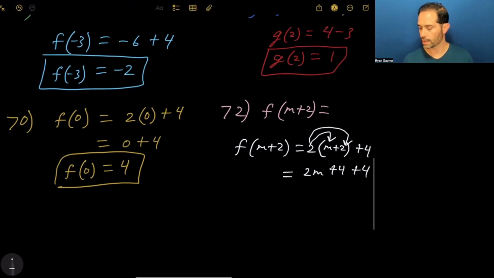So now we finish it up with 2m plus 8. Again, we can't add the 2m and then just the number because it's a variable plus a number. We cannot do that because they're not like terms. If it said 2m plus 8m, then yes, I could add them. All right, so that is our final answer for that one.